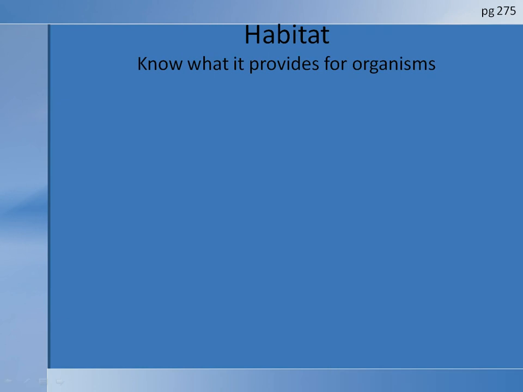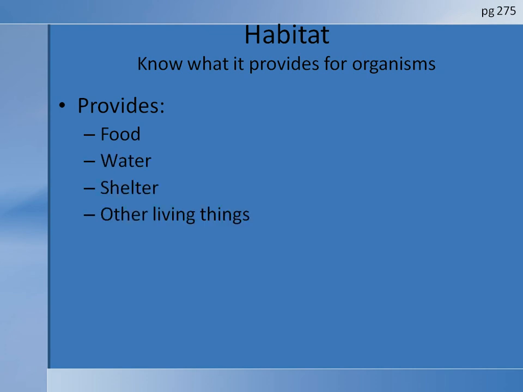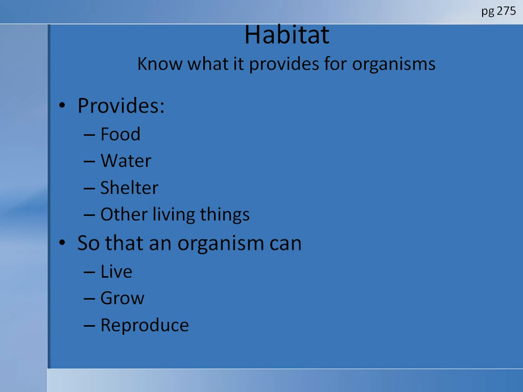Now if we take a look at the habitat, knowing what it provides for the organism, we can see that it provides food, water, shelter, and anything else that the organism needs, and other living things around there. It does this so that organisms can live, grow, and reproduce. The habitat provides everything that an organism needs to be successful.